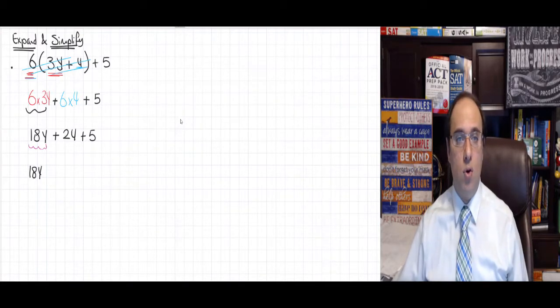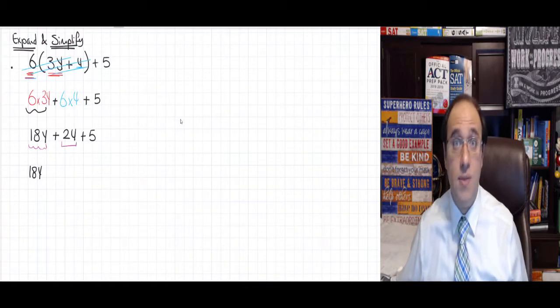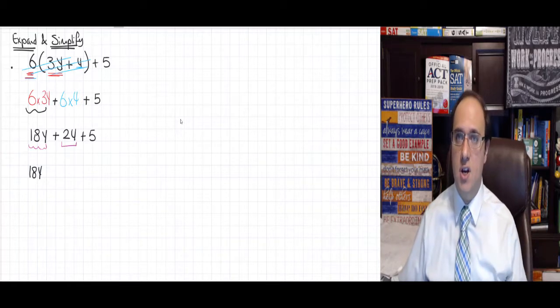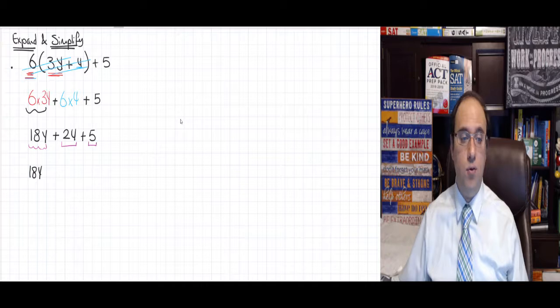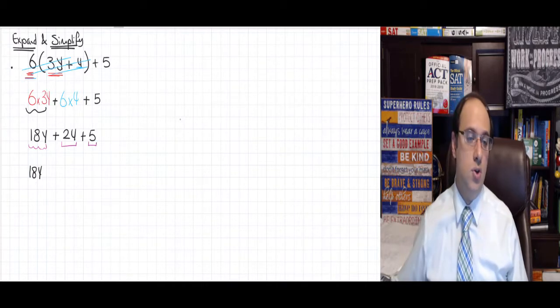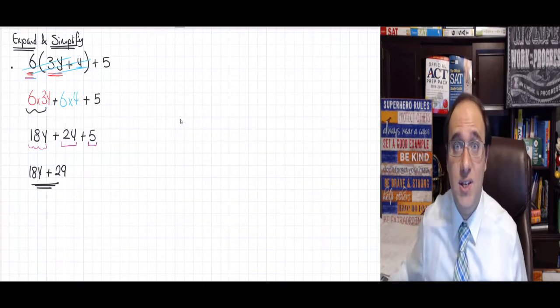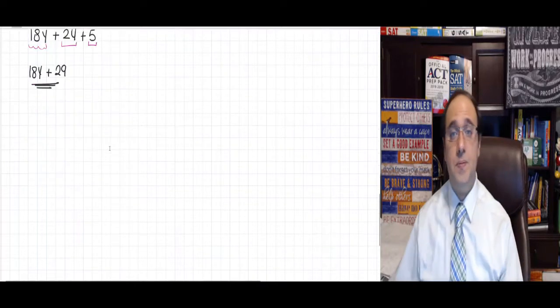Now 24. What is 24? 24 is a term that is a constant. It's a number. Are there any other constant numbers without variables? Yes, there's 5. 24 plus 5 equals 29. So the final answer is 18y plus 29. Easy? Easy. Let's do one more.